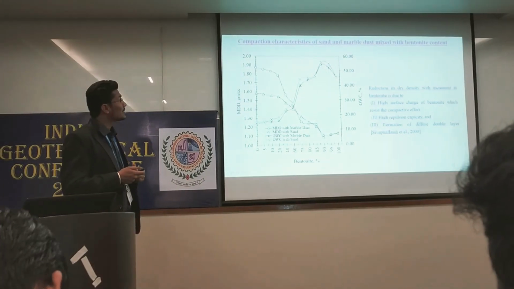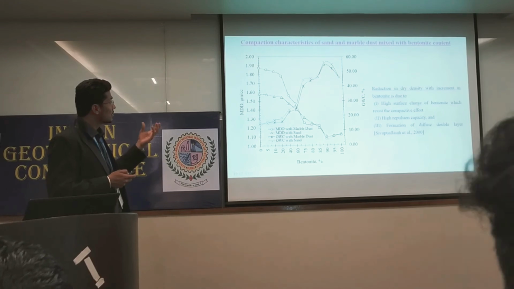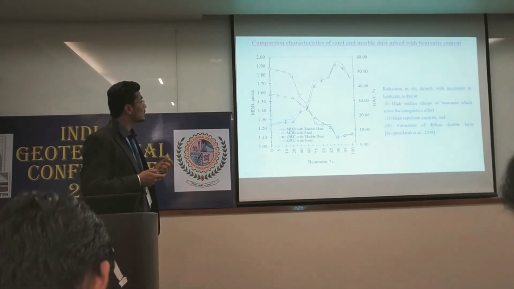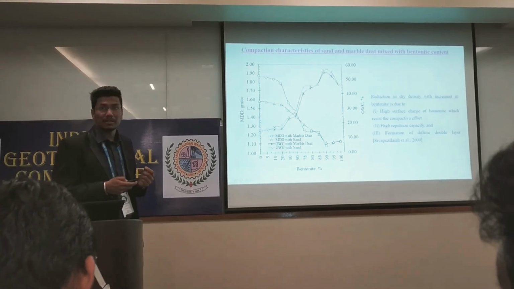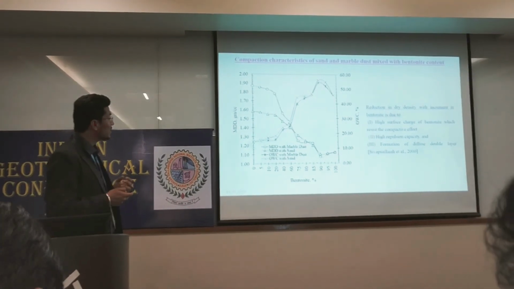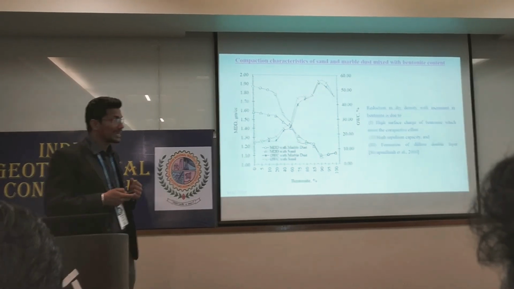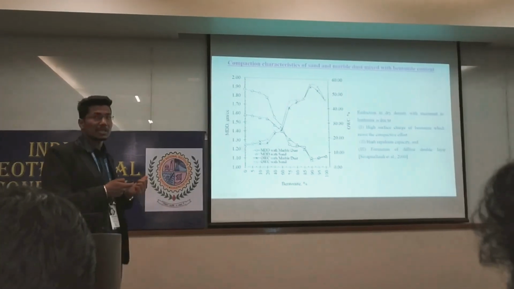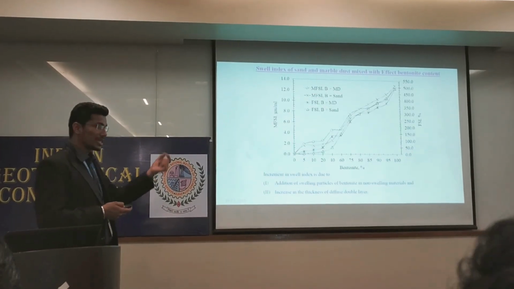Lastly, the compaction characteristic which shows that initially with the addition of bentonite, there is a nominal decrement in the dry density of sand and marble dust, but after 10 or 20% addition of bentonite, there is a drastic decrement in the dry density. That is because of the high repulsion capacity of the bentonite and the formation of the diffuse double layer.